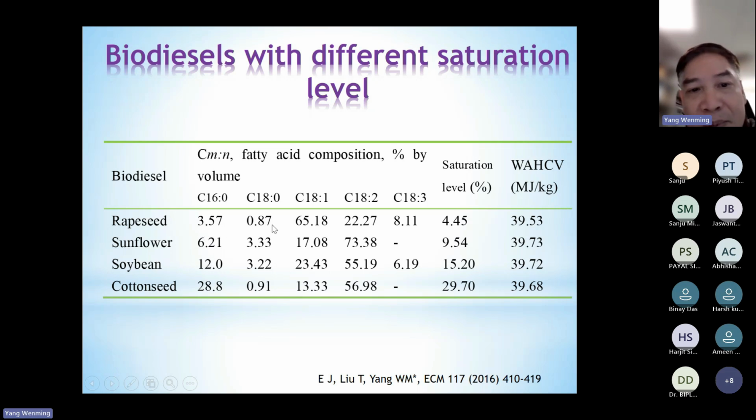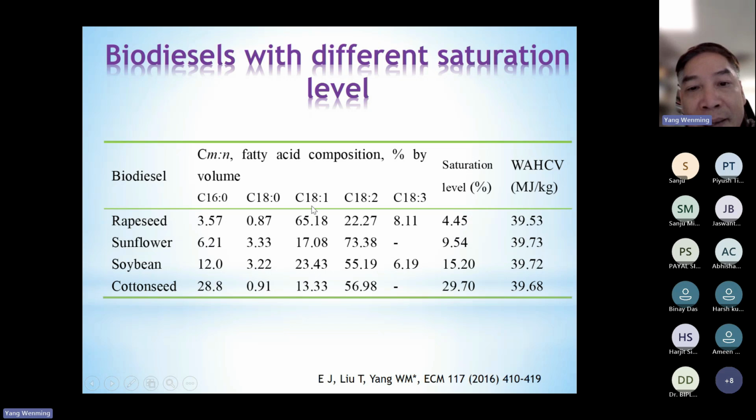in this case, rapeseed biodiesel, we can see C16, this one is a saturated composition, and C18, again, this composition is saturated because there's no double bond. If the chemical contains a double bond, then this composition is not saturated. So here we can see the saturated compositions are C16 and C18, correct? Added together is about 4.45.